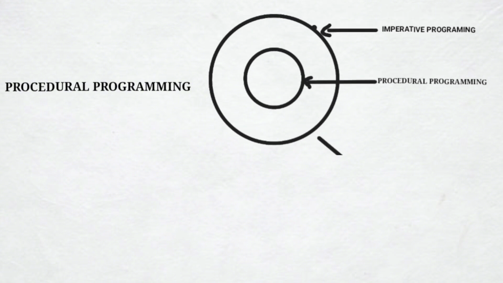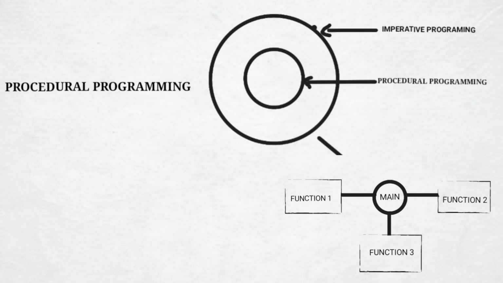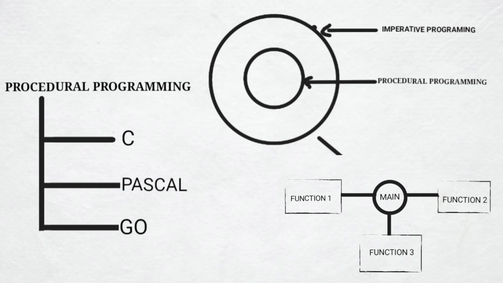Next, procedural programming. This is a subset of imperative programming. It focuses on organizing code into reusable procedures or functions. Think of it as breaking down a recipe into small steps. Languages like C, Haskell, and Go are great for this.